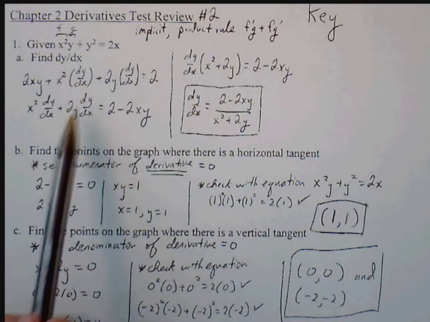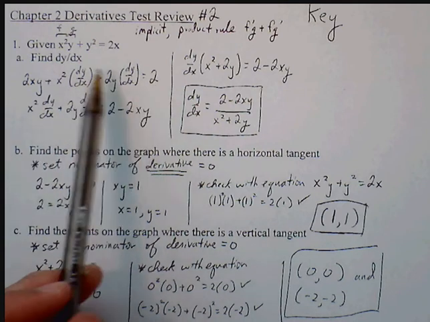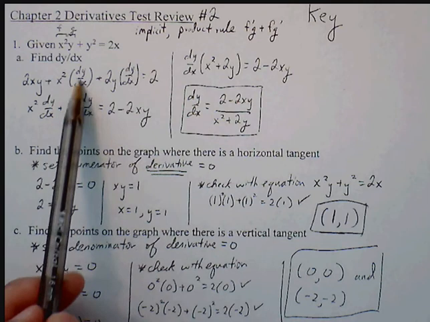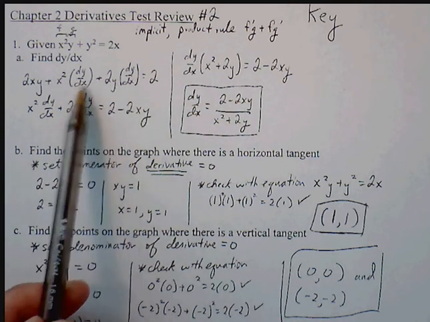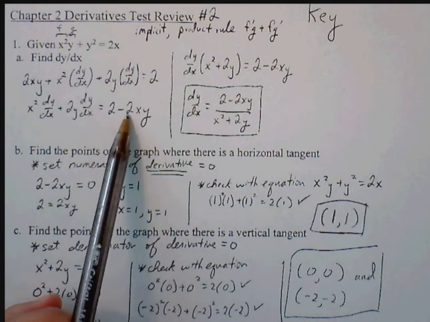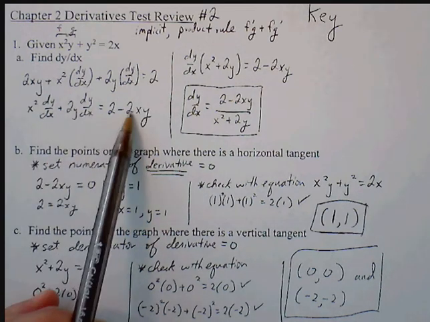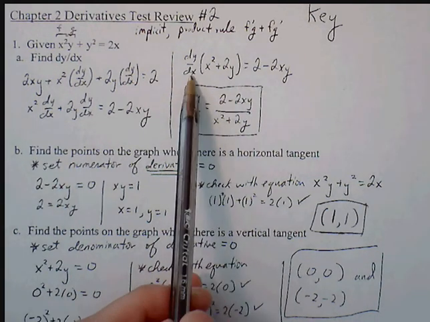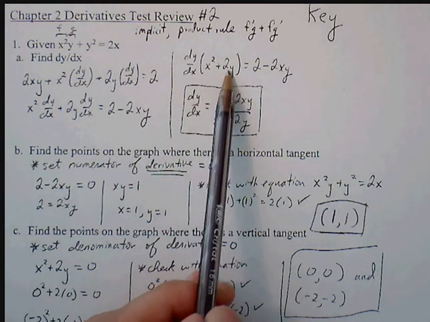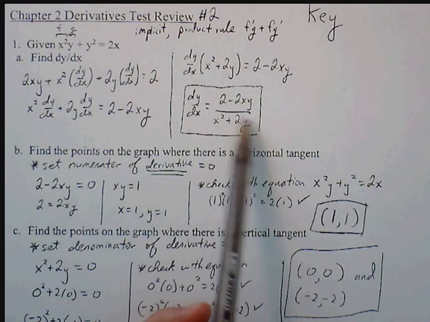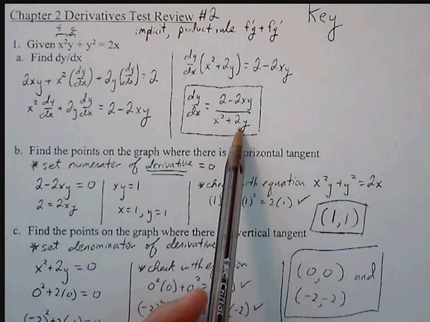All right, so once we have the derivative found for each term, now we're going to isolate and solve for dy dx. So the terms with dy dx will group together on the left side. I'll move the 2xy over to the other side, make it change signs, 2 minus 2xy. And then now I can factor out the dy dx, which leaves me with x squared plus 2y in parentheses. Divide that over to the other side. So we get 2 minus 2xy over x squared plus 2y.